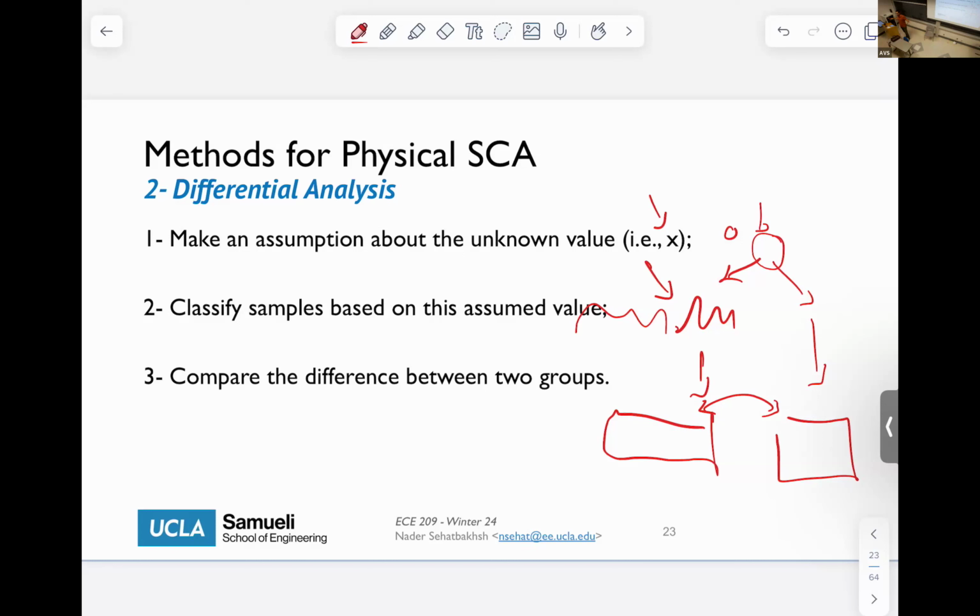Group them into two groups, average this one, average this one. If this was a random guess, the results would be two random variables, which if you average and subtract them, would be 0. If this was indeed the correct guess, then you would detect the difference. And that means that you found the key.